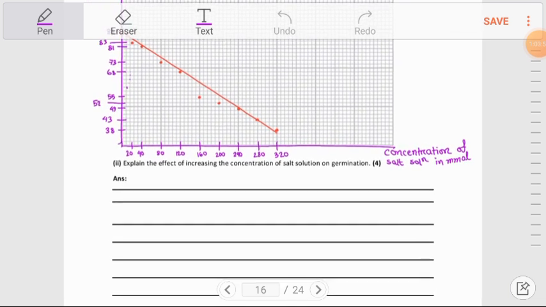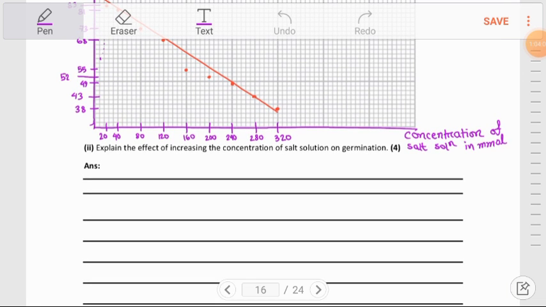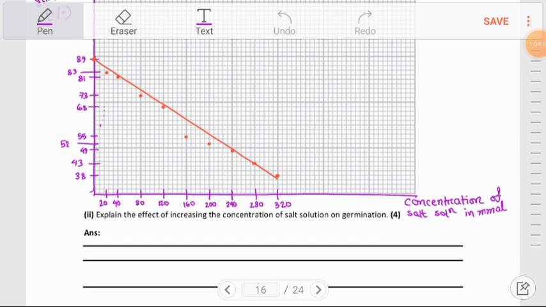Moving to part B2: explain the effect of increasing the concentration of salt on germination. From the graph we can see that the line is sloping downward, which means that a high concentration of salt solution decreases the percentage germination. We need to give an explanation for this. Solutions containing high salt concentration will have lower water potential. Lower water potential means that the seeds cannot absorb enough water by osmosis.